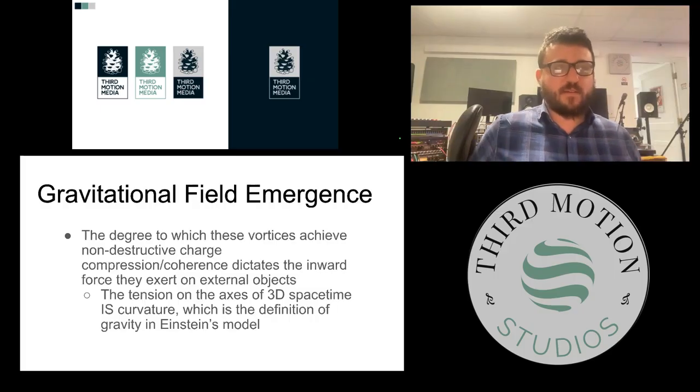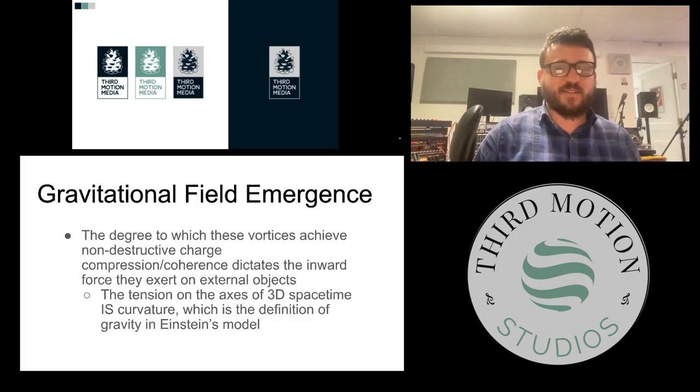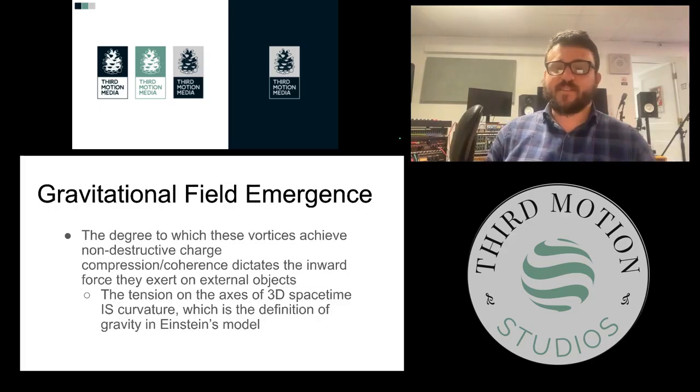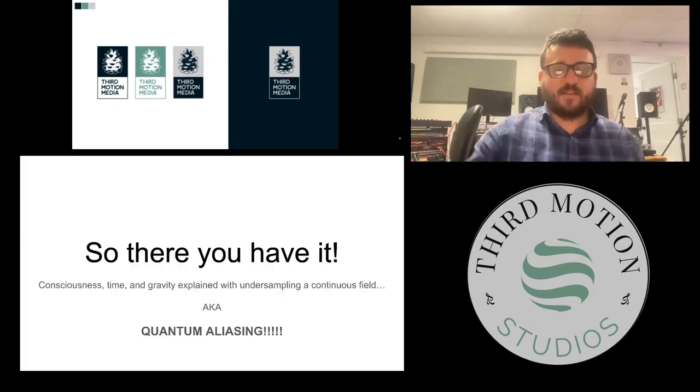What happens when you get vortices imploding is that depending on how much conscious attention and information is coherent in that system, these vortices achieve different levels of non-destructive charge compression, and the level of coherence and compression that they achieve is proportional to the gravitational force they exert on other objects. Because Earth is such a complex and coherent manifold, a sphere that has a lot of information on it, that's a very gravitationally significant field. So it causes tension on the axis of 3D space-time, which is why it's curved, which is exactly the definition of gravity according to Einstein. So there you have it.